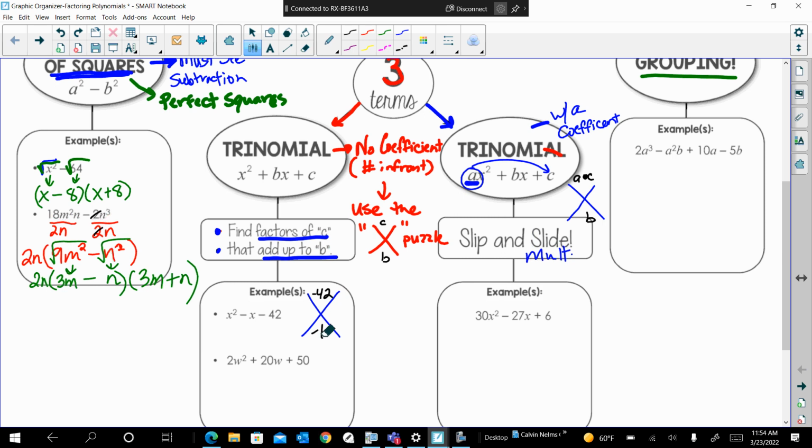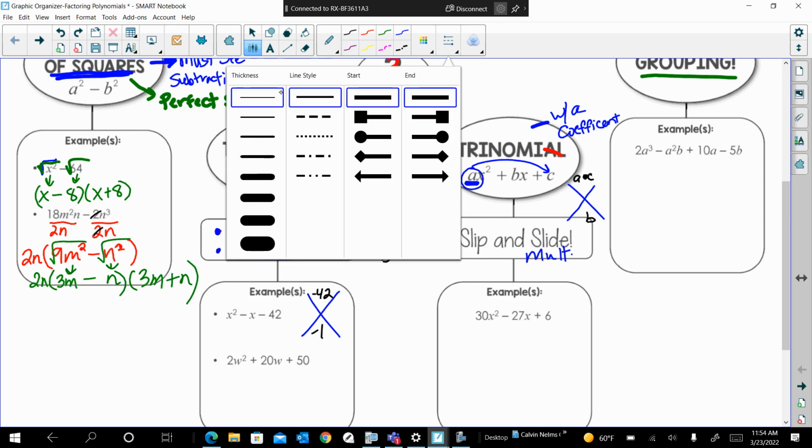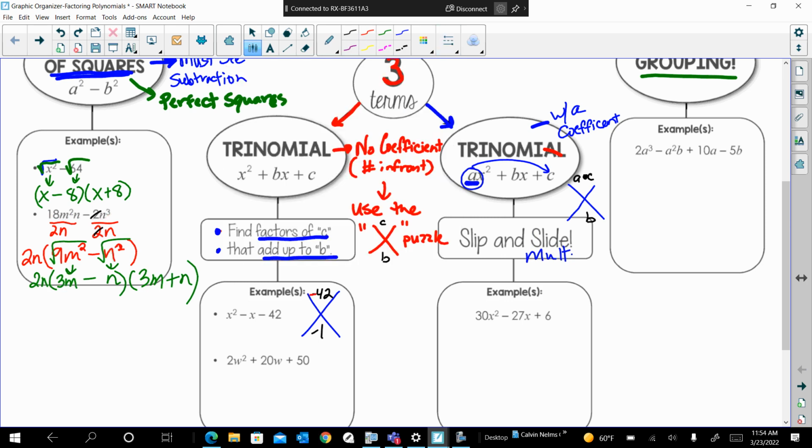Do y'all remember us doing this? Okay. All right, so what are our factors of negative 42? The minute I see that there's a negative sign here, I know it's going to be a negative and a positive, because that's the only way I can get a negative product. So factors of negative 42 that have a sum of negative 1. Yeah, negative 7 and positive 6.